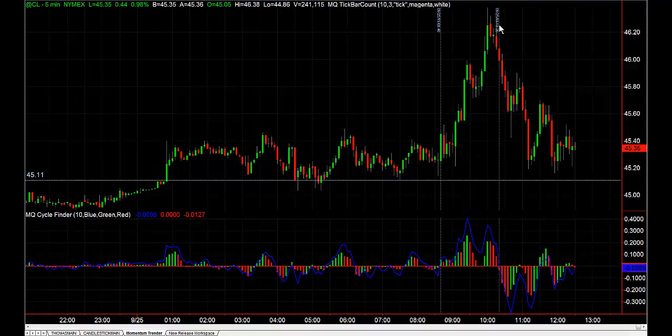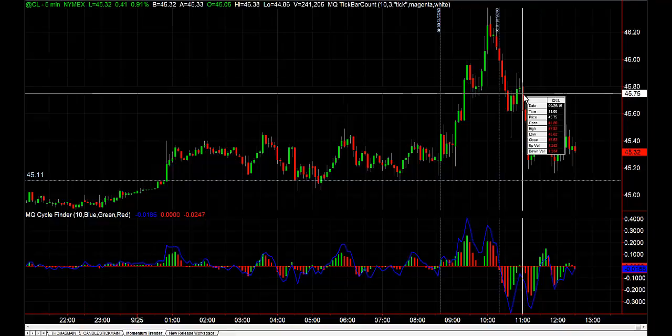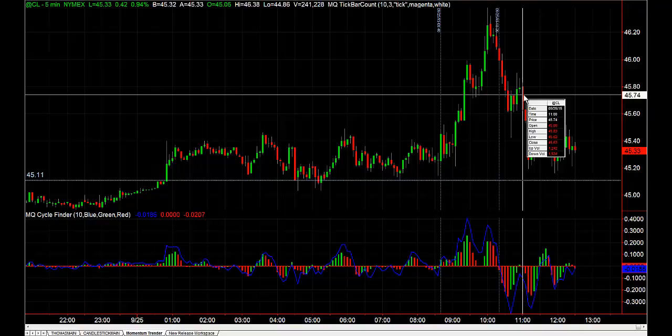Then what happens is we come down, we put in a lower low here compared to this low, and then we bounce back up, and we put in a lower high. If you look at our cycle finder, while we were bouncing back up, we were staying in a down cycle. So our blue line on the cycle finder was staying below the zero line. When we break the previous bar's low, that gives you another entry for a short. That means you could have been selling right here at about 45.74.